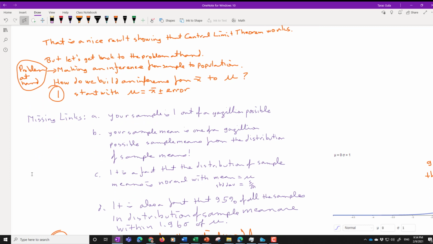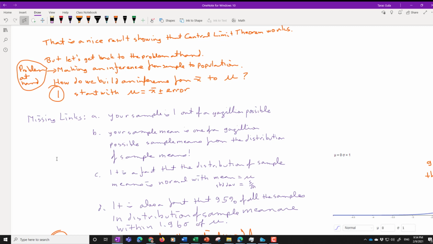We started with this notion that mu is going to be estimated by the sample mean plus or minus a little bit of error. So that's important. Keep that in the back of your mind. Missing links. Your sample is 1 out of a gazillion possible samples. Keep that in mind. 2, that's part of this distribution of sample means. Your sample mean is 1 of a gazillion possible sample means.